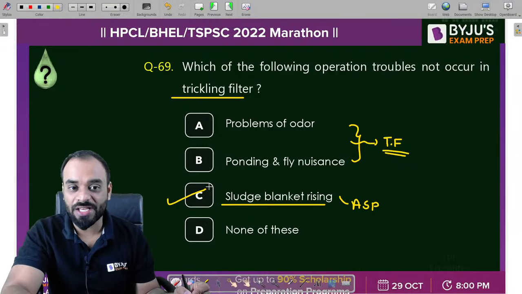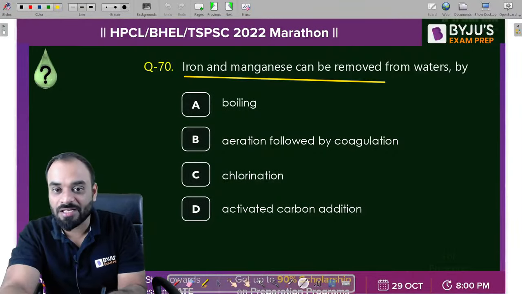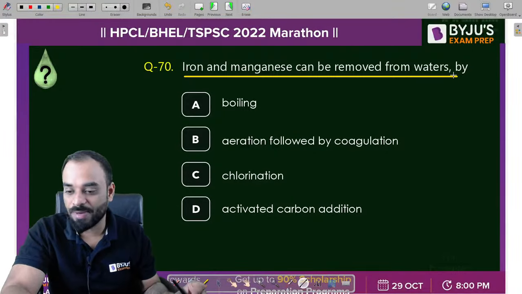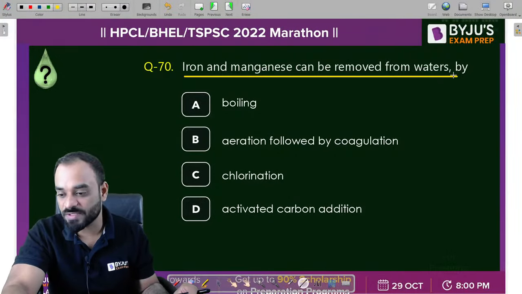Okay, let's move to the next question, guys. Iron and manganese can be removed from water by which particular process? Iron and manganese can be removed from the water by which particular process?